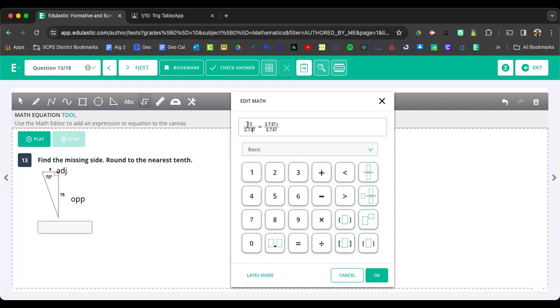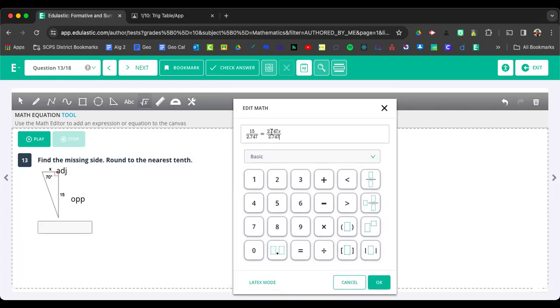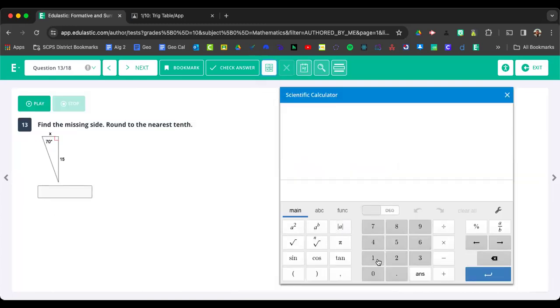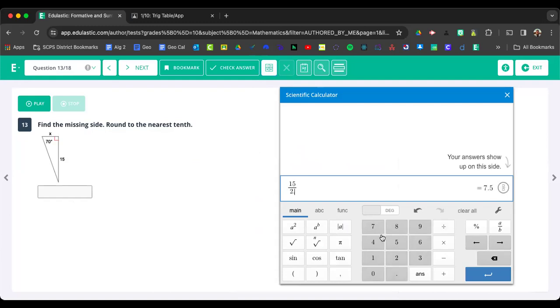Now, over on the right side, everything cancels out except for the x. When we divide a number by itself, it cancels itself out. So all we're going to end up with on this side is just a plain old x. And if we put this into our calculator, that will give us our answer. So 15 divided by 2.747. And this is going to be our answer.